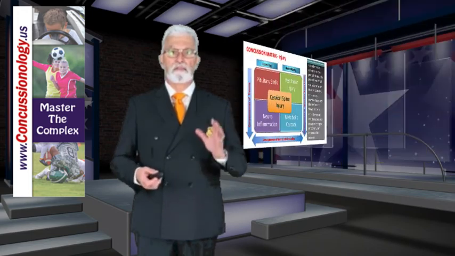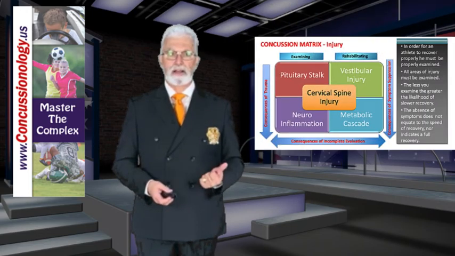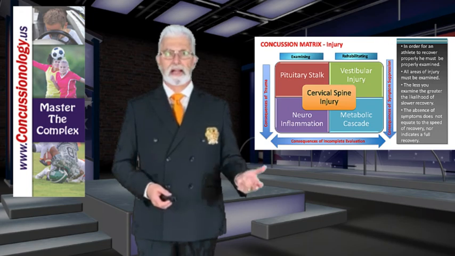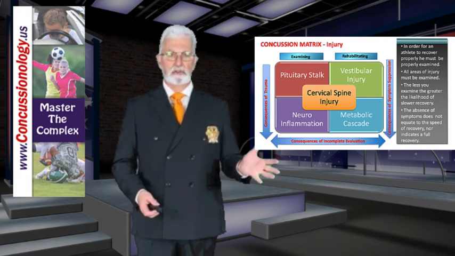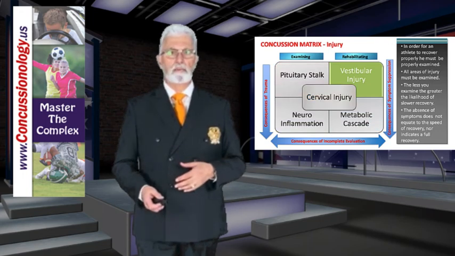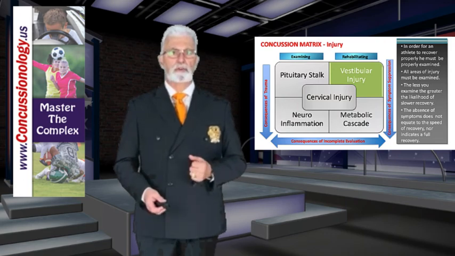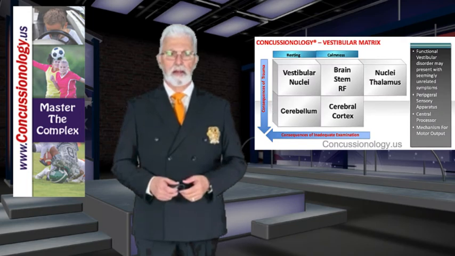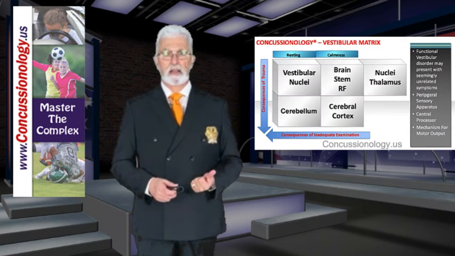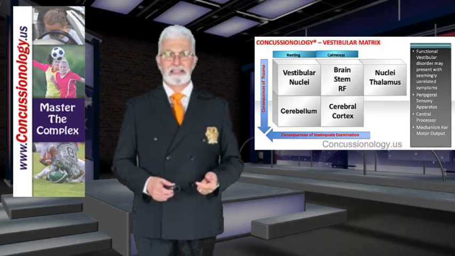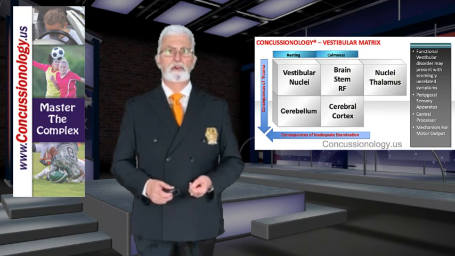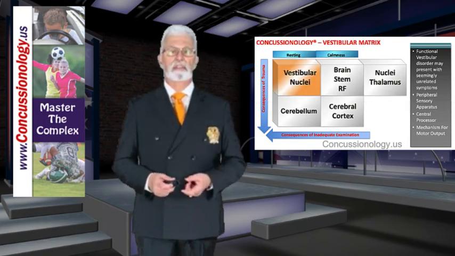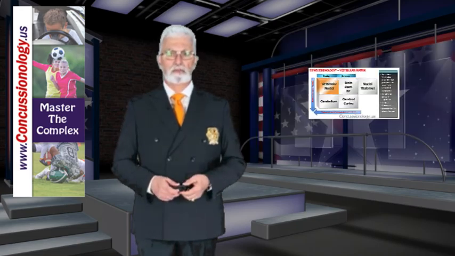So again, 5 injuries occur: cervical spine injury, pituitary stalk, neuroinflammation, metabolic cascade, and a vestibular injury. So we are going to just talk about the vestibular injury area, and there are 5 areas in the vestibular matrix. So there's the vestibular nuclei, the cerebellum, the brainstem, the cerebral cortex, and the nuclei thalamus. So we are going to just talk about the vestibular nuclei in this presentation.